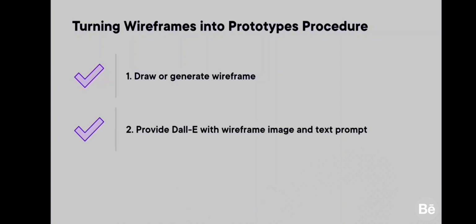Now, what steps exactly do you take to turn your wireframes into prototypes? First, you draw your wireframe or generate it using a different AI model. Then, you provide DALL-E with the wireframe image as well as some text prompts helping it understand what's in the image and what you'd like out of your prototype. We iterate through this process several times, providing feedback on what's been generated till we get something that we like.